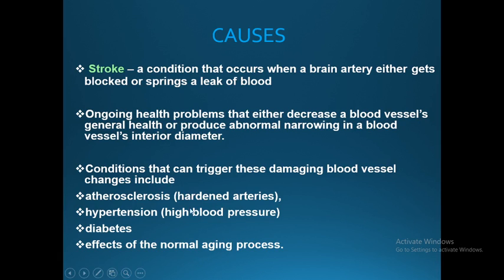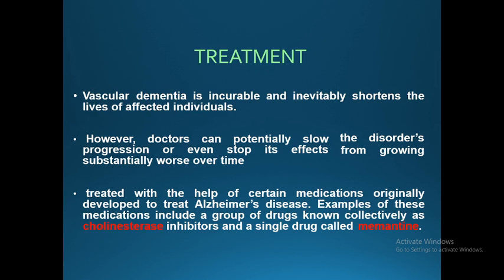Now, what are these? These are the conditions that can damage blood vessels: atherosclerosis or hardening of arteries, hypertension, the high blood pressure, diabetes, and effects of normal aging, that means senility or advanced age. Treatment for vascular dementia: it's incurable and shortens the life of affected individuals. However, doctors can potentially slow the disorder's progression.